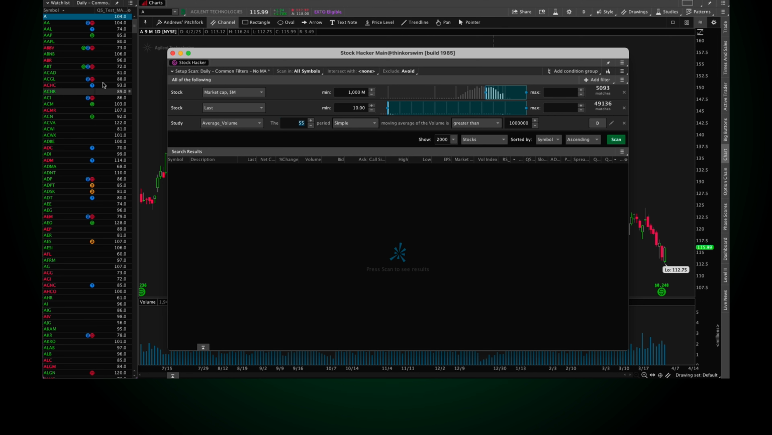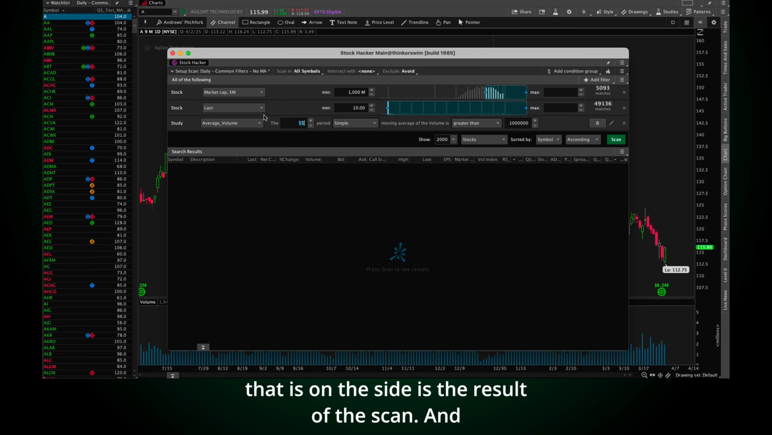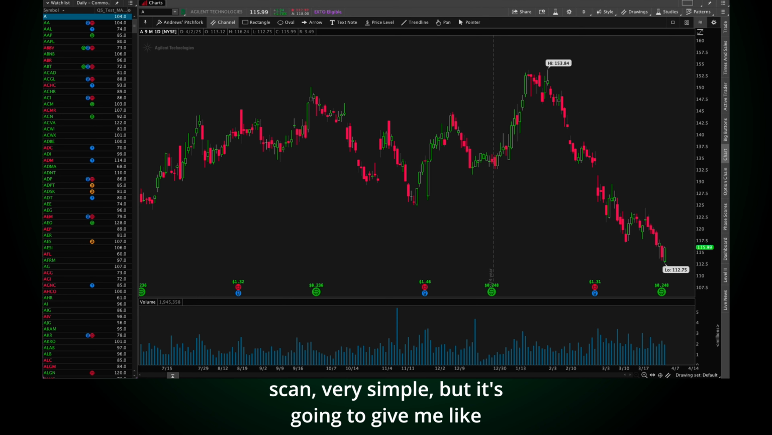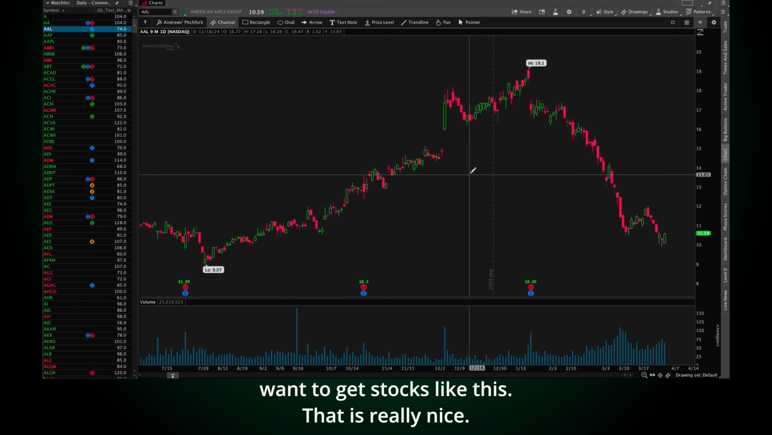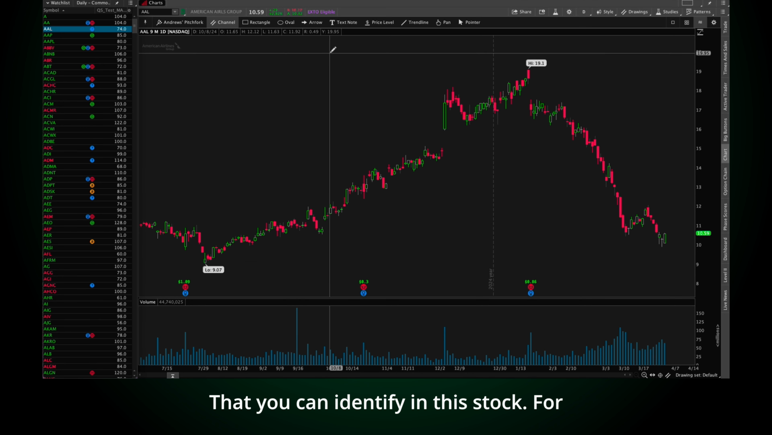This list on the side is the result of the scan, and I'm going to start from there. So this is the scan, very simple, but it gives me around 1,400 stocks. It's a lot, right? And you're going to get stocks like this, which is not good for me. And you're going to get stocks like this, which is really nice, where you can identify the stages.